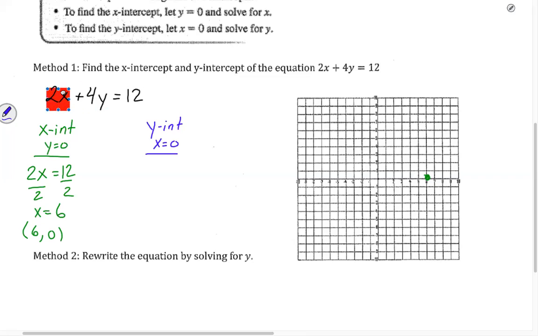Y-intercept. I'm going to cover up the x. So I have 4y equals 12. What does y equal? Anybody? 3. So I have y equals 3. That corresponds to the point 0, 3, which is 3 on my y-axis. Now, to make a line, you need 2 points. Do I have 2 points?